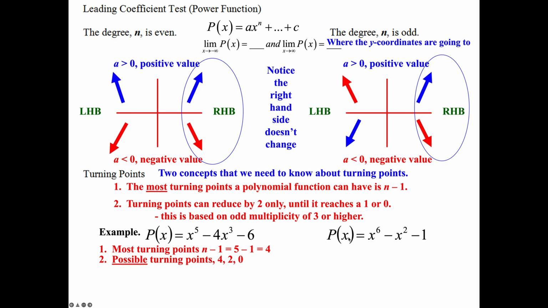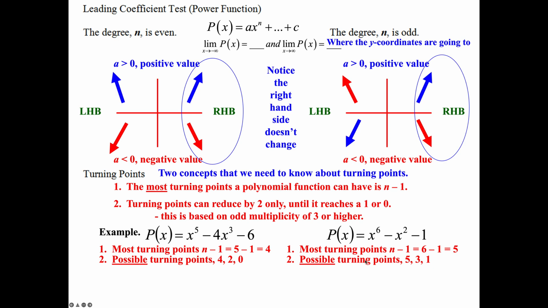If we had x to the sixth minus x squared minus 1, again, looking at just the first term, n is a 6, that's my power. Subtract the 1 from it, 5. That's the most I can have. And now take that 5 and start subtracting 2. 5 minus 2 is 3. 3 minus 2 is 1. Stop. If I said 1 minus 2, I would have negative values. You can't have a negative number of turning points. So those are the possible turning points I can have.